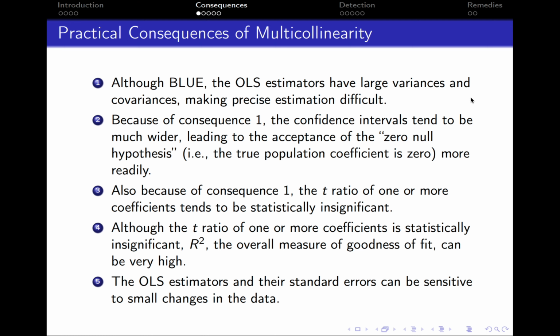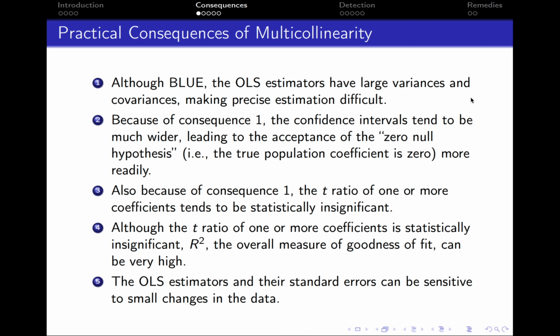Because of this, the confidence intervals tend to be much wider, leading to the acceptance of the zero null hypothesis. So in a sense, because of multicollinearity, our confidence intervals are wider, which means that we cannot reject the null hypothesis. So we have to accept the null hypothesis, even though if there was no multicollinearity present in our data, we would have rejected it. The presence of multicollinearity makes us accept the null hypothesis, even though it might not be the case that it should be accepted.